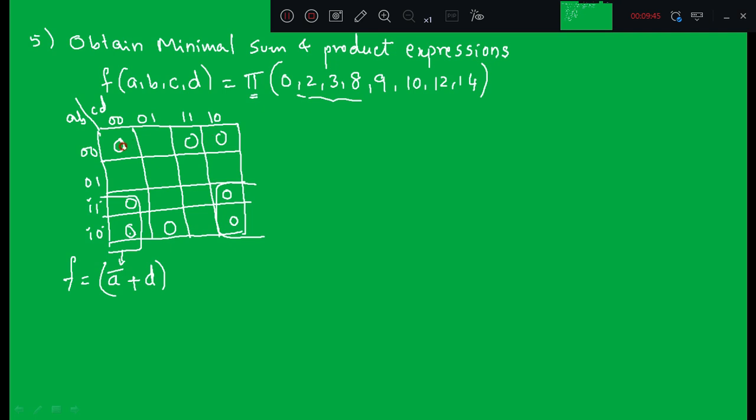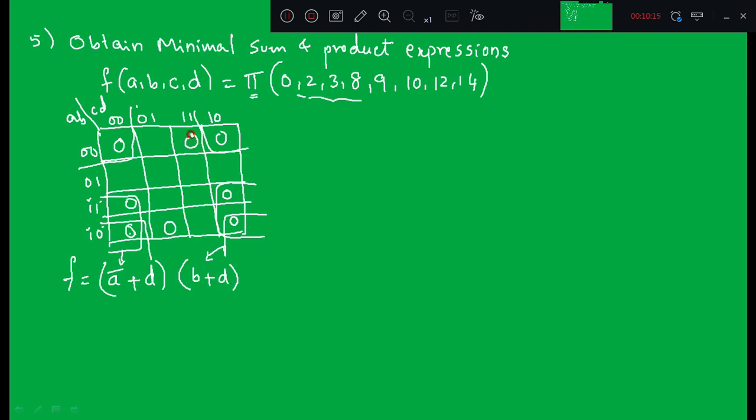Then these two zeros, the corner zeros, you can cover, right? Even though these two zeros are already covered, to cover these zeros I can form this 4 max term group. So what is the expression? Here it is B plus D, A bar plus D and B plus D.